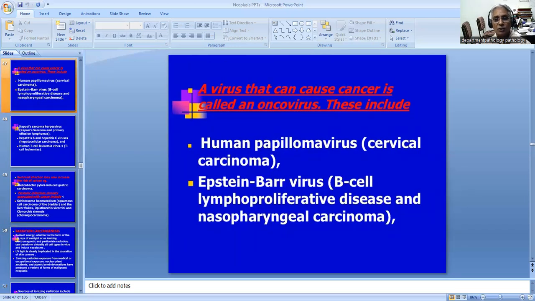The second group of carcinogens is viruses. A virus that can cause cancer is known as an oncovirus. The commonest oncovirus, which causes carcinoma of the cervix, is human papillomavirus. The second virus is Epstein-Barr virus. This Epstein-Barr virus leads to the development of B cell lymphoproliferative disease or nasopharyngeal carcinoma.